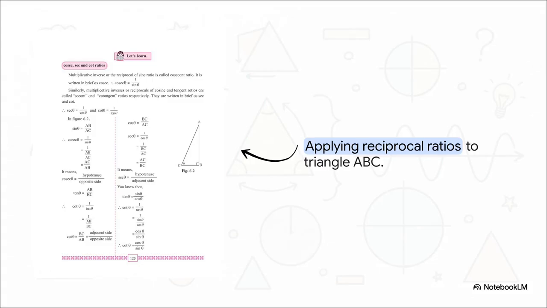Let's actually see how this works algebraically on a triangle. Notice how cosec theta becomes the hypotenuse AC over the opposite side AB. It perfectly inverts the sine ratio, which was AB upon AC. This reciprocal relationship, students, forms the absolute bedrock of all the proofs we're going to tackle.